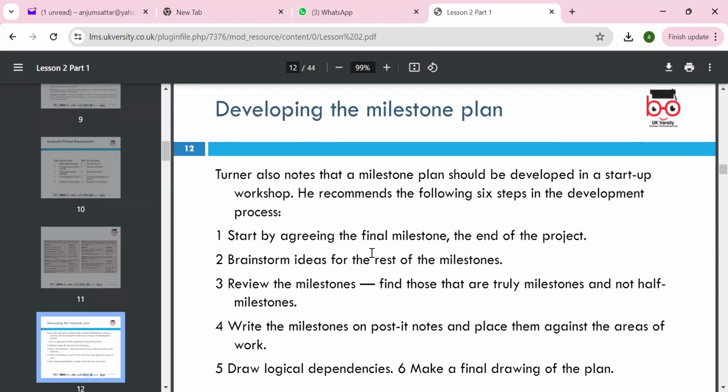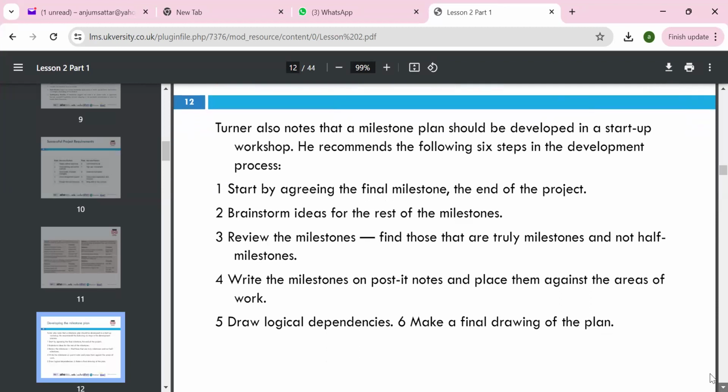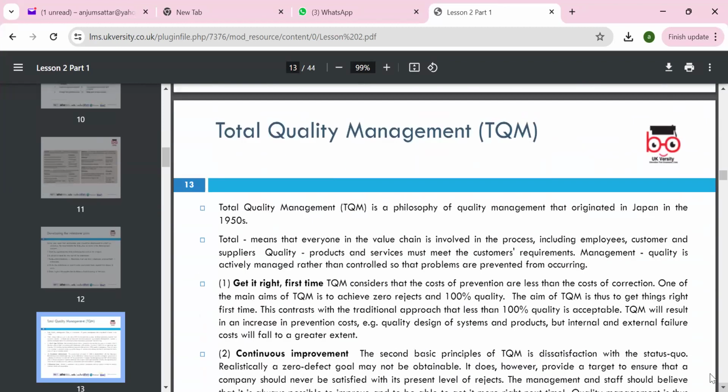Developing the milestone plan. Turner also notes that the milestone plan is developed by starting a workshop, agreeing the final milestones, brainstorming ideas, reviewing milestones, writing down each milestone on a Post-it note, and drawing the logical dependencies.